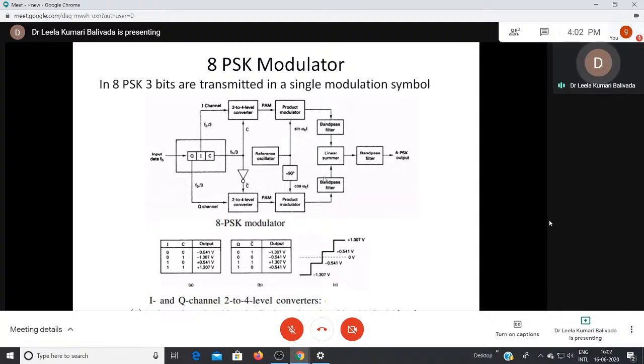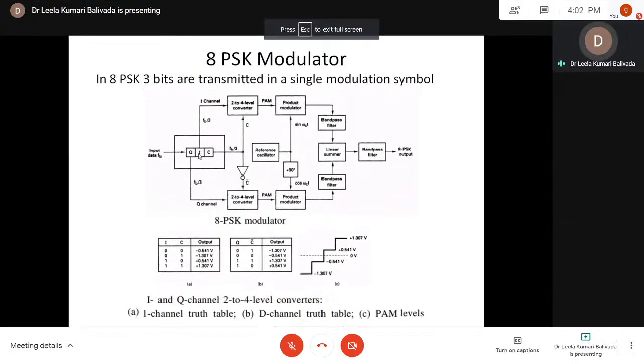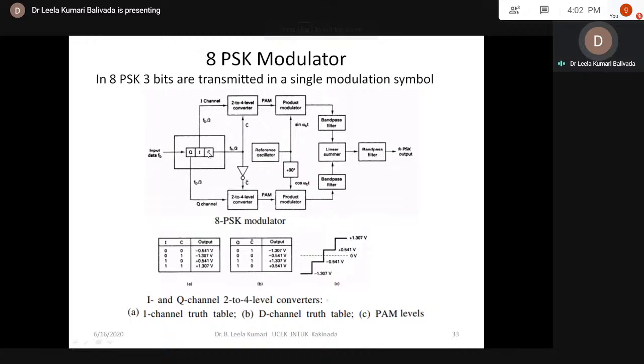Okay, so for example, let us consider the I = 0, Q = 0, C = 0 condition. I, Q, C = 0, 0, 0. Here I and Q indicate the polarities, and C indicates the magnitude. Suppose I is 0, C is 0. I = 0 means it is represented by -1 volt. C = 0 means logic 0 for C is 0.541.